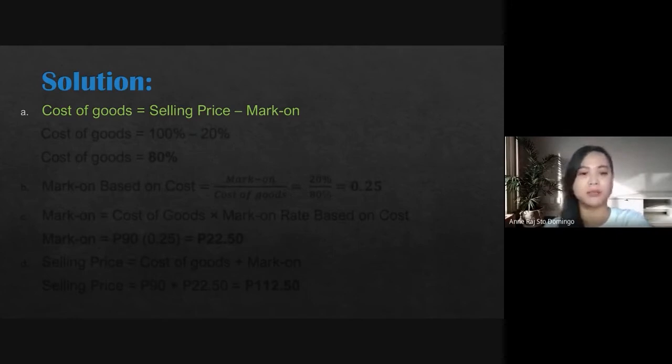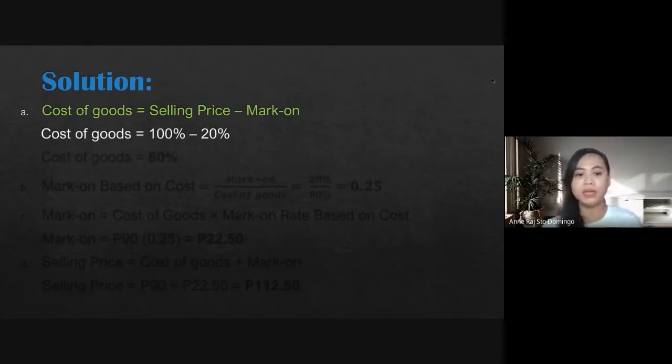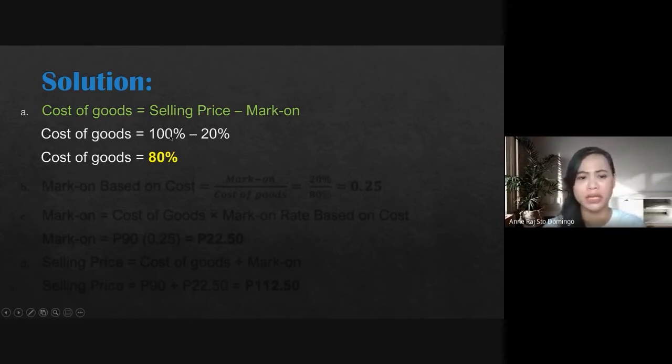So, meron tayong given percentage for the mark on. So, normally, ang mark on lang naman ay ina-add sa cost of goods. So, we can directly subtract 100% or yung total selling price, then yung 20% ng selling price is yung mark on. So, that will be the cost of goods. That is 80%. So, yung selling price dito, bakit naging 100? Kasi we assume that we are getting the 100% ng prices, which is the selling price.